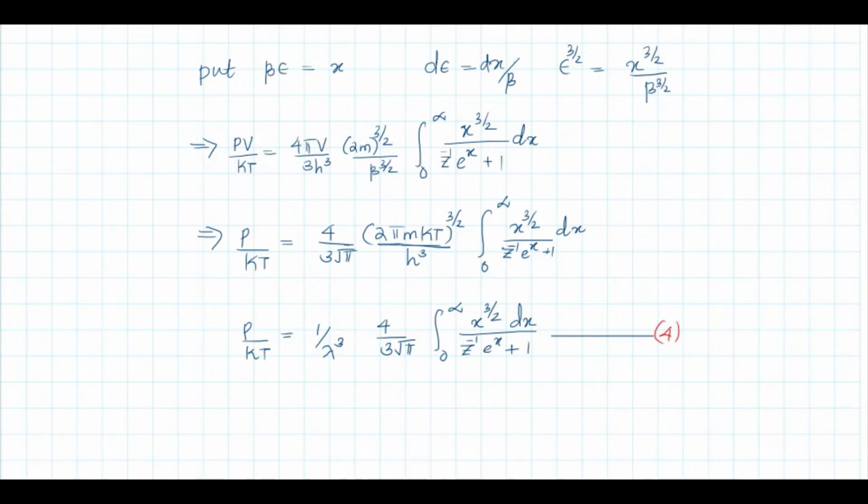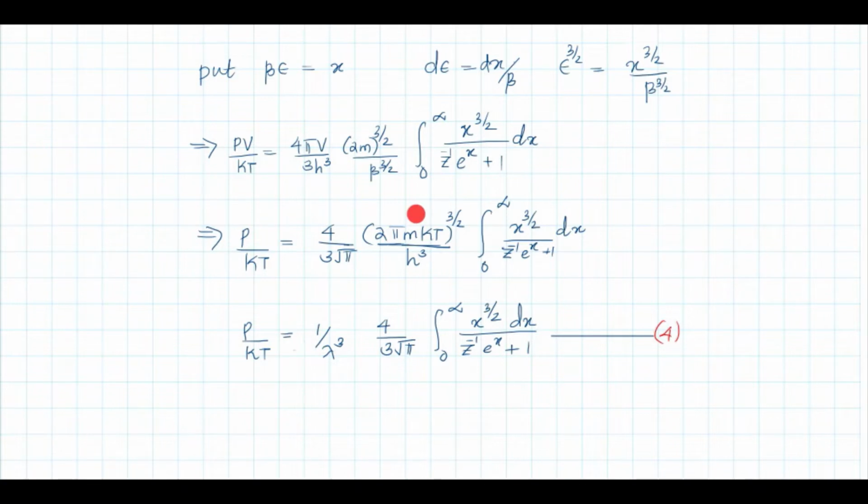Put beta E equal to x, then dE becomes dx by beta. E raised to 3 by 2 becomes x raised to 3 by 2 by beta raised to 3 by 2. Substituting those values, we will get PV by kT like this, and we can cancel V from both sides. Then P by kT becomes 4 divided by 3 root pi. I multiplied with a root pi in numerator and denominator. Then the numerator becomes pi raised to 3 by 2. I take that into this bracket. So 2 pi m, and this beta is nothing but 1 by kT. That makes it (2 pi m kT) raised to 3 by 2 by h cube. Here is h cube. Into integral 0 to infinity x raised to 3 by 2 by z raised to minus 1 e raised to x plus 1 dx.